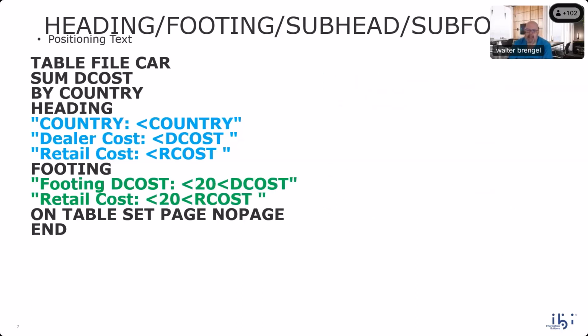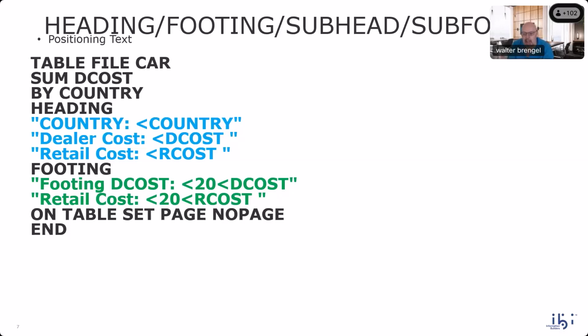We're going to talk a little bit about spot markers now. So spot markers are used for positioning text. So in this case, in our footing, I said I want to go in column 20 and then put D cost. So I'm going to do retail cost, colon, space, but it doesn't really matter because then I'm saying, well, in column 20, I then want you to put R cost. So you have full control where on the line you want to put your information.